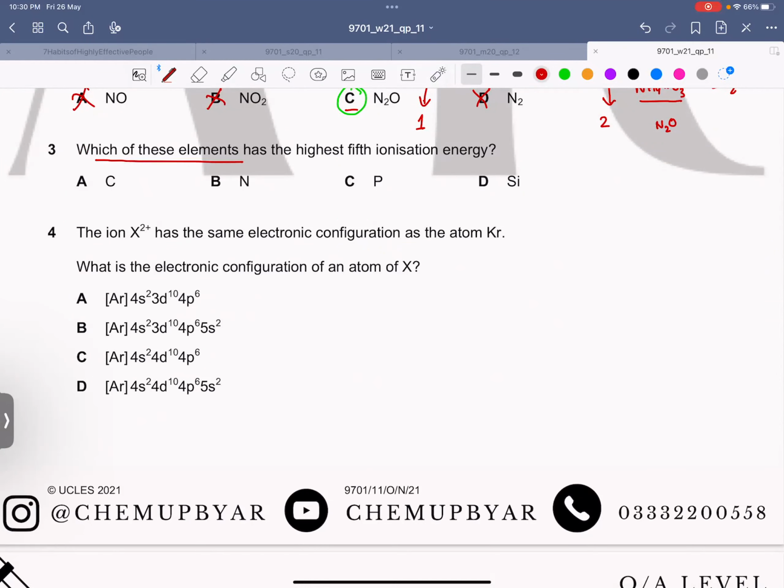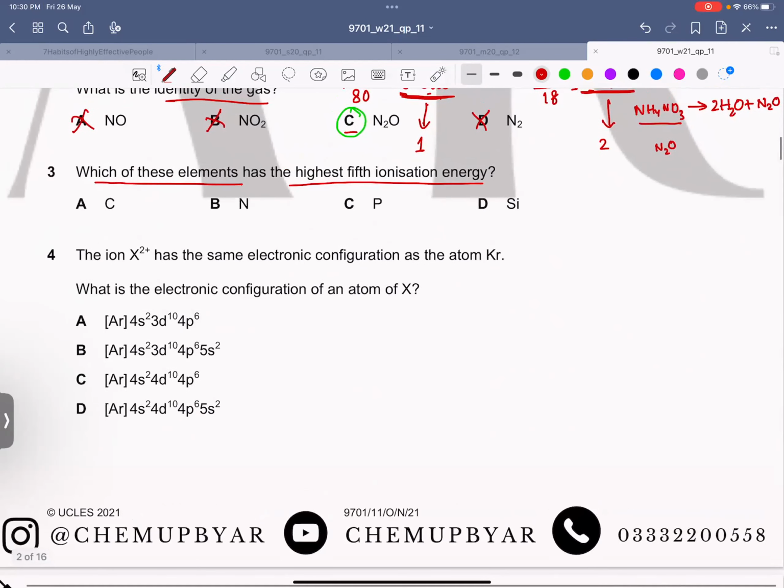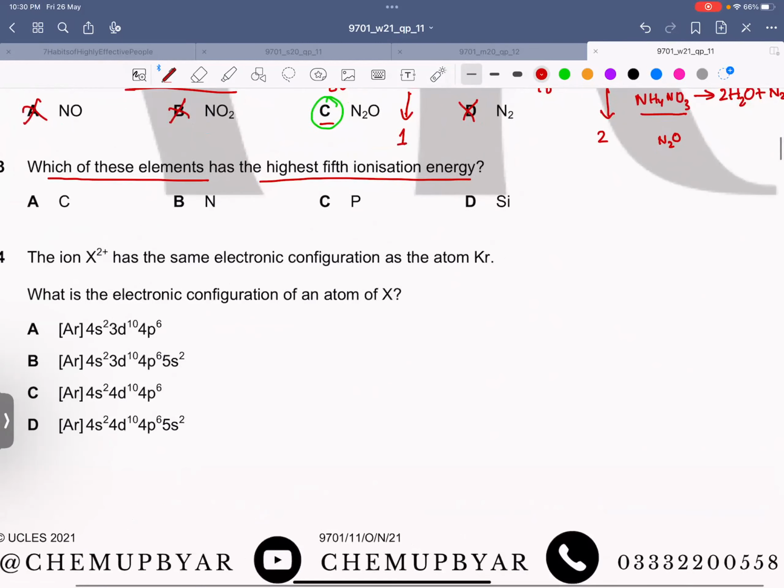Which of these elements has the highest fifth ionization energy? Okay. Highest fifth ionization energy.